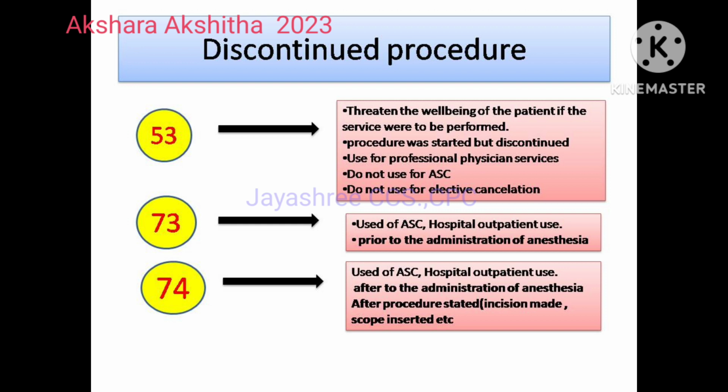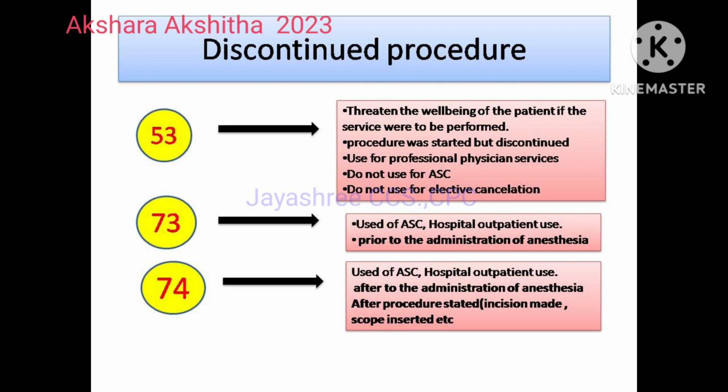Then the next modifier is the 73 modifier. For 73 and 74 modifiers: if the procedure is stopped or discontinued before starting the surgery, that means prior to administration of anesthesia, it is the 73 modifier, and if the procedure is stopped after administration of anesthesia, it is the 74 modifier. We should use the 73 and 74 modifiers only for ambulatory services and hospital outpatient services. For the 74 modifier, after administration, sometimes the initial services were started, like the incision or the scope inserted, then before starting the main procedure they stopped the procedure, it is the 74 modifier.